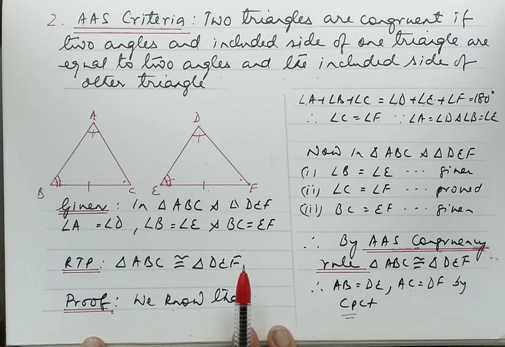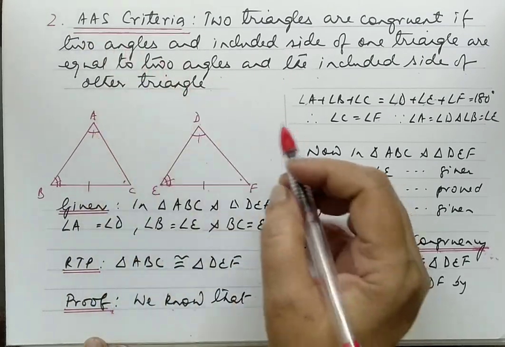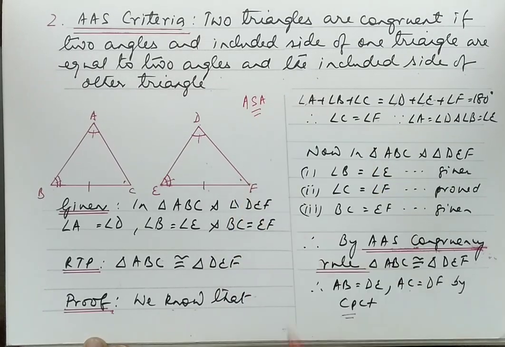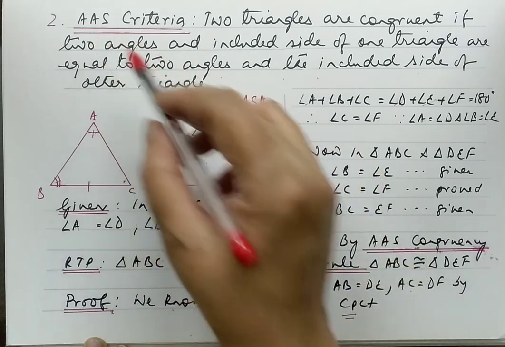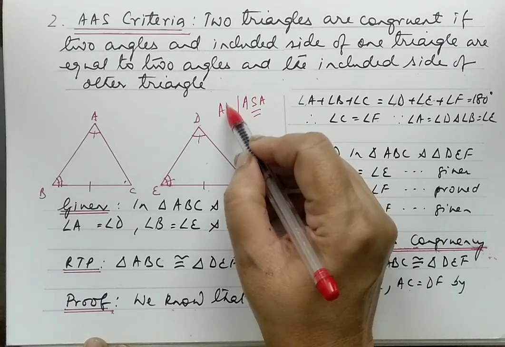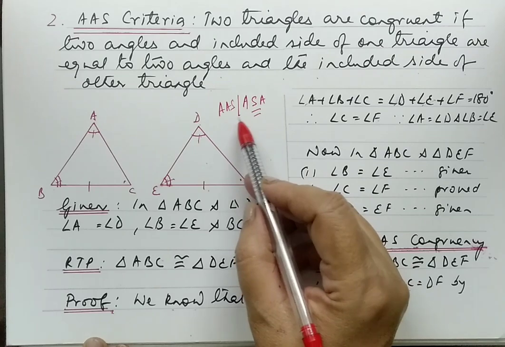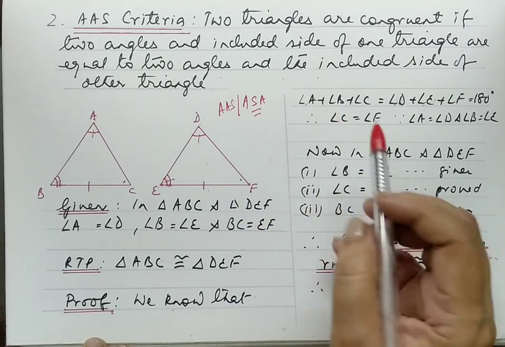All right. So we can also write AAS. We can also write ASA also. And I'll let you know, these are the two things that may confuse some children. So let's go for it and I'll explain further about them.